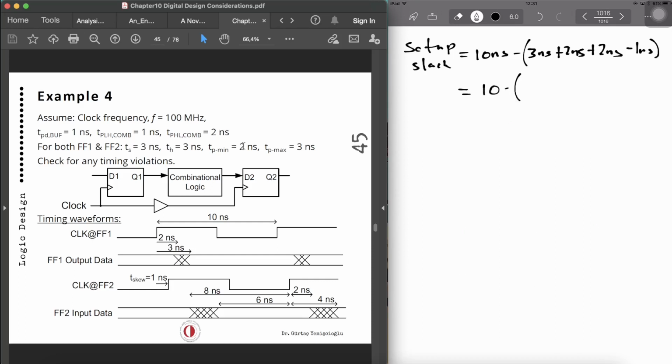So 10 minus 3 is 7, minus 2 is 5, plus 2 is 7, minus 1 is 6, right? Okay, so 7 nanoseconds here and 10 nanoseconds here. Then we have got 3 nanoseconds. So we have got a positive slack over here for the setup. Positive slack means this circuit is going to work and we have plenty of time over there. 3 nanoseconds is quite a long time for sequential circuits. So let's see hold slack.